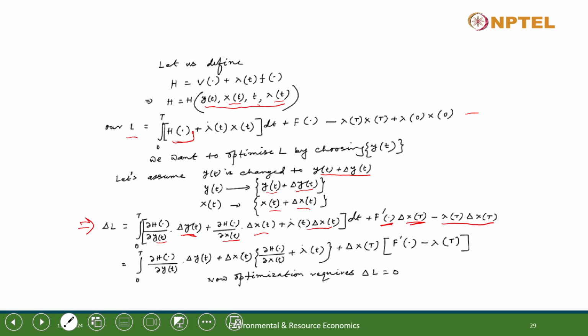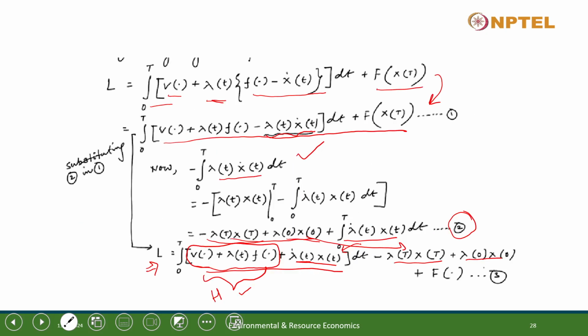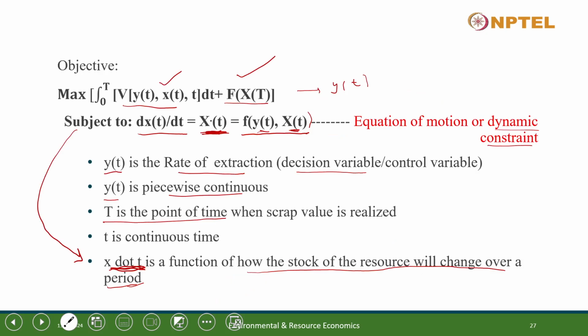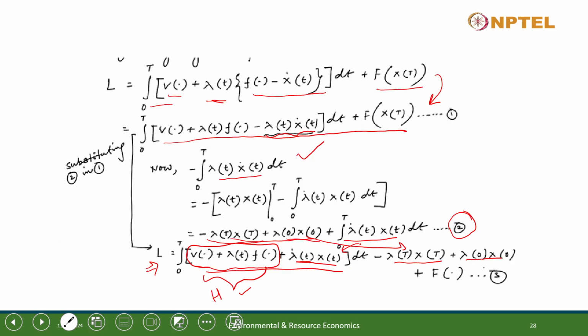Madam, apart from the derivation you have explained so far, what are the key points we have to remember as part of dynamic optimization?